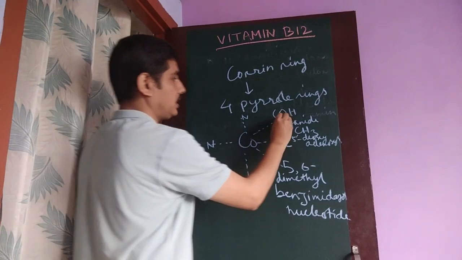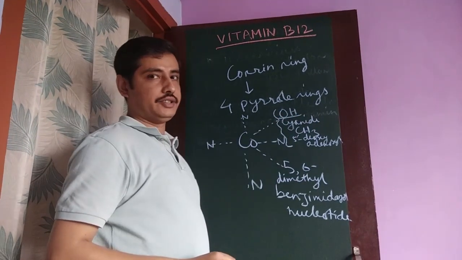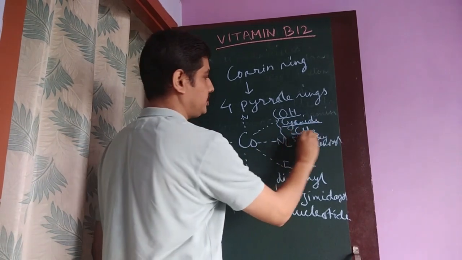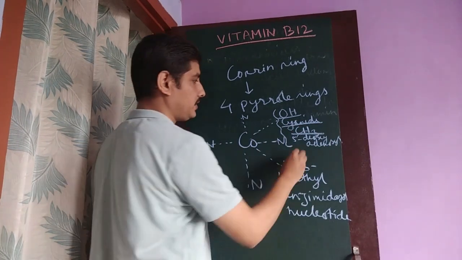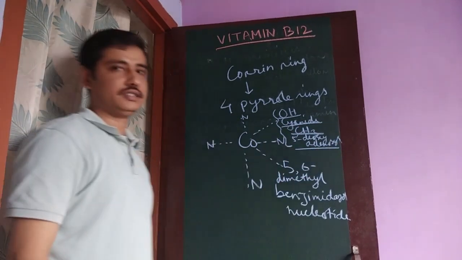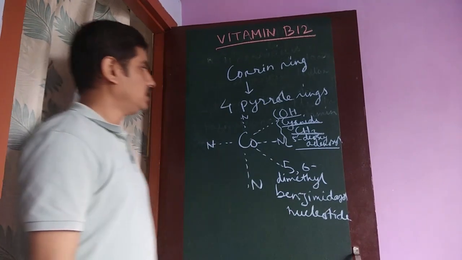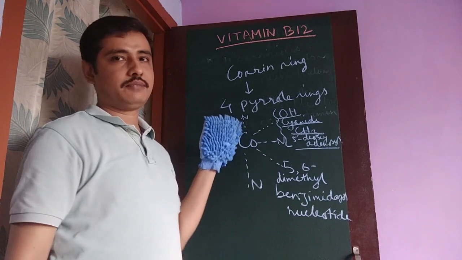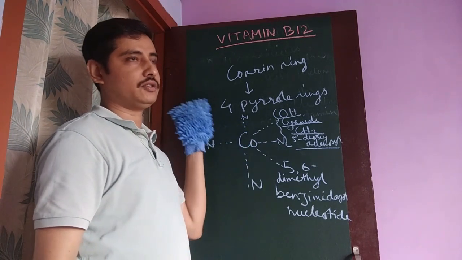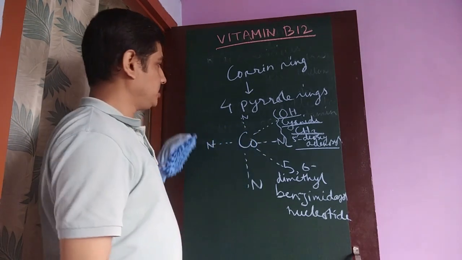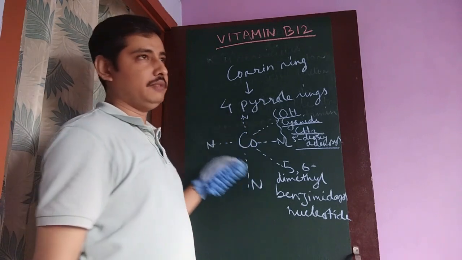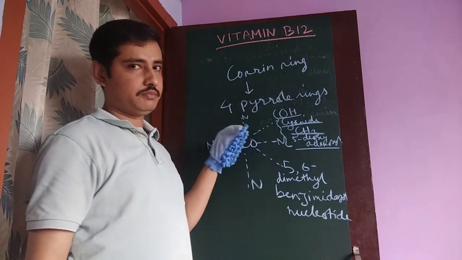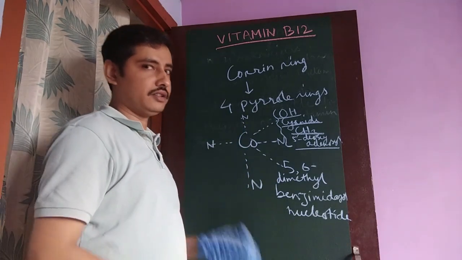If it contains a hydroxyl group, it is known as hydroxycobalamin. If it contains a cyanide group, it is cyanocobalamin. If it contains a methyl group, it is methylcobalamin. And if it contains a 5' deoxyadenyl group, it is 5' deoxyadenosylcobalamin. There are some other structures which also have 4 pyrrole rings, like porphyrin and chlorophyll, but there is a difference. In porphyrin, the 4 pyrrole rings are attached by methane bridges, but here the 1st and the 4th pyrrole rings are attached directly, not by methane bridges.